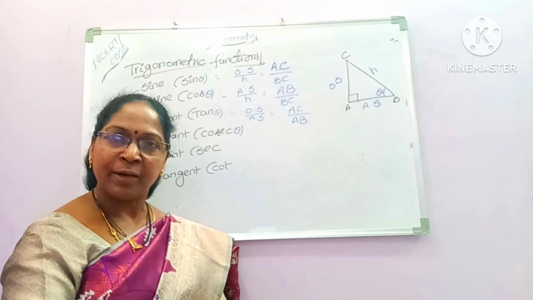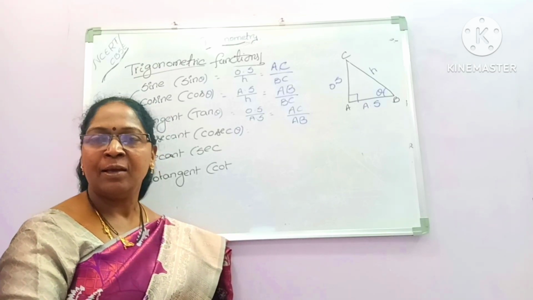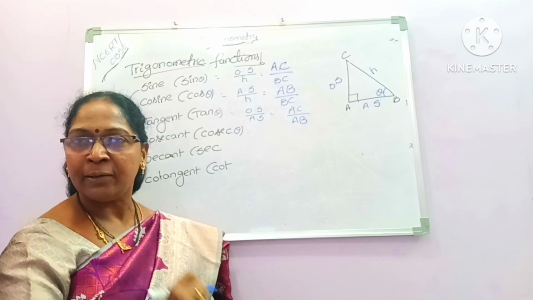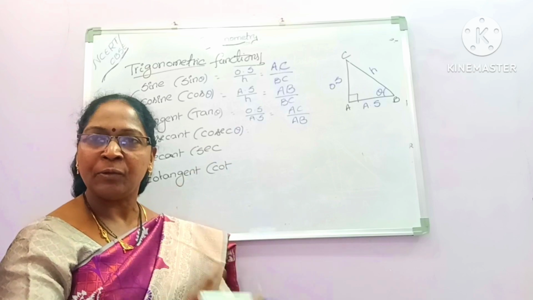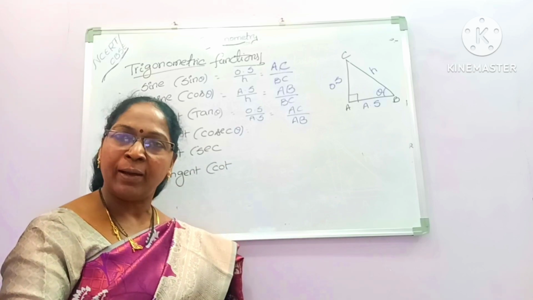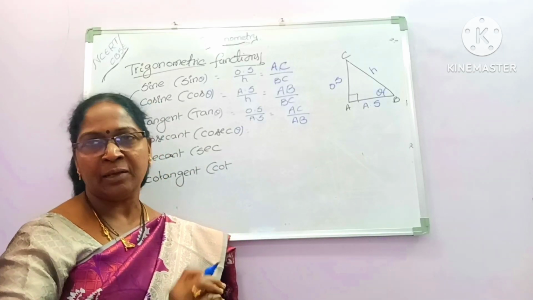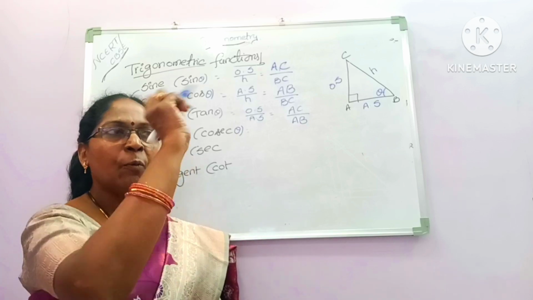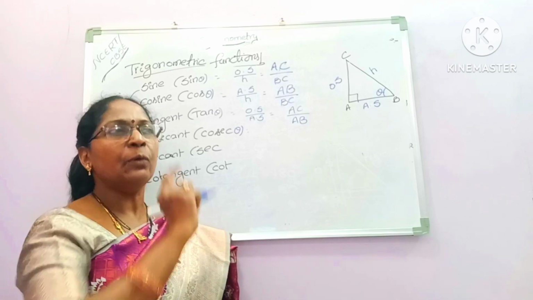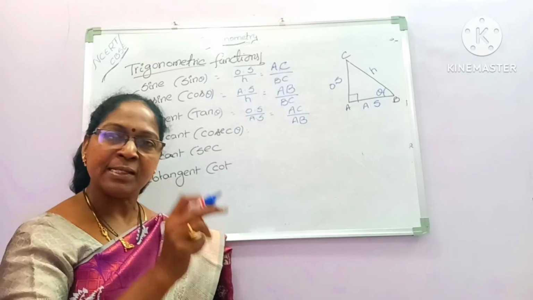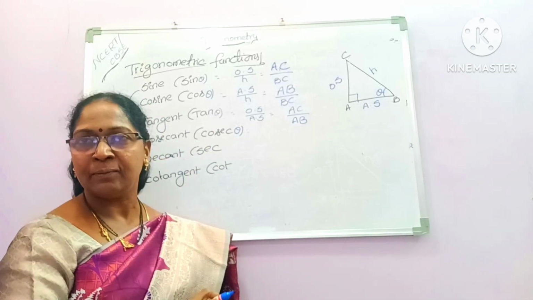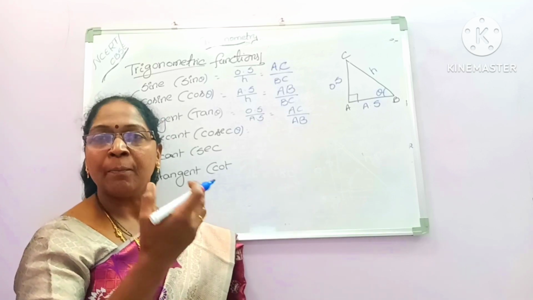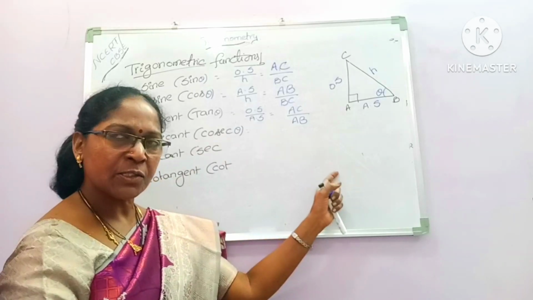What is the reciprocal of 5? 1 by 5. What is the reciprocal of 2 by 7? That is 7 by 2. Just numerator and denominator you can interchange and write the value. If it is a whole number, then the reciprocal is 1 by that value. 2 is a whole number. What is the reciprocal of 2? That is 1 by 2. What is the reciprocal of 5 by 7? 7 by 5. Like that directly also you can write.